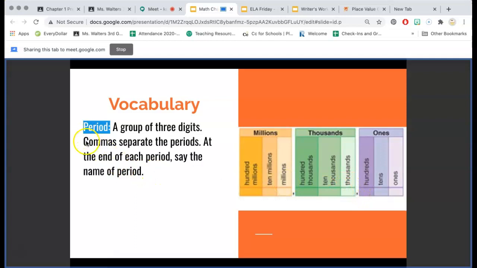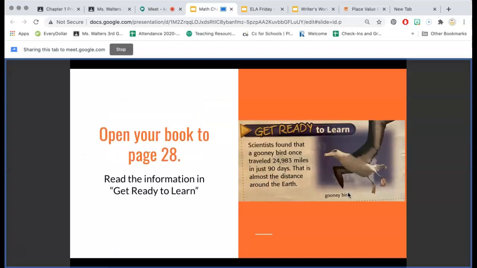Okay? At the end of each period, say the name of the period. So if we had a number like 384,000, we would say the period. If we had 256,374,000, we say the name of the period at the end of each period. Go ahead and open your book to page 28 and read the information in Get Ready to Learn.